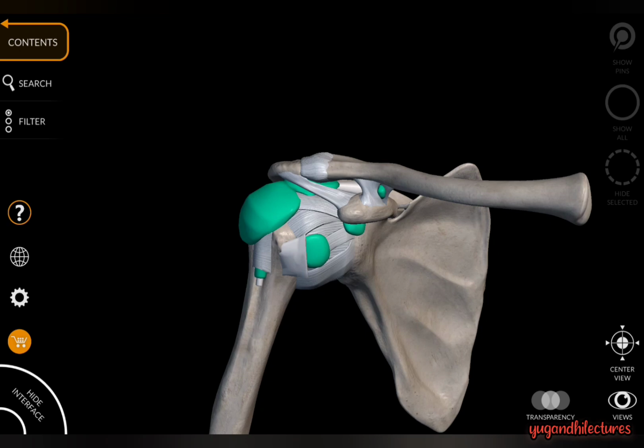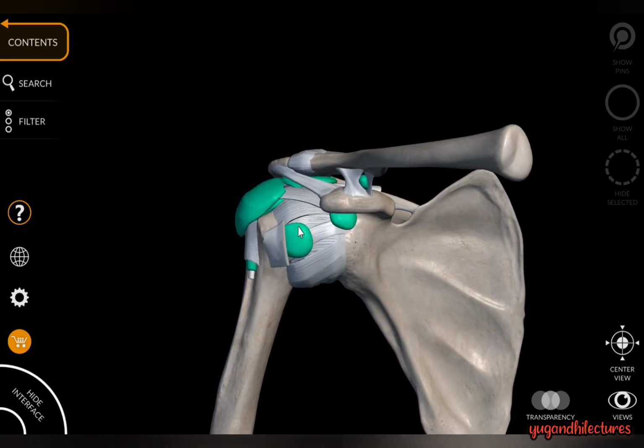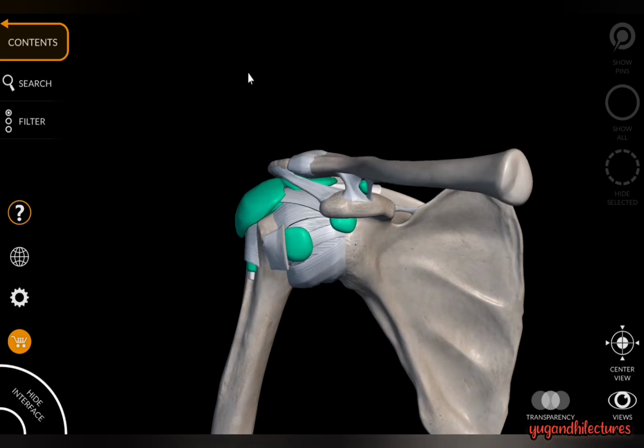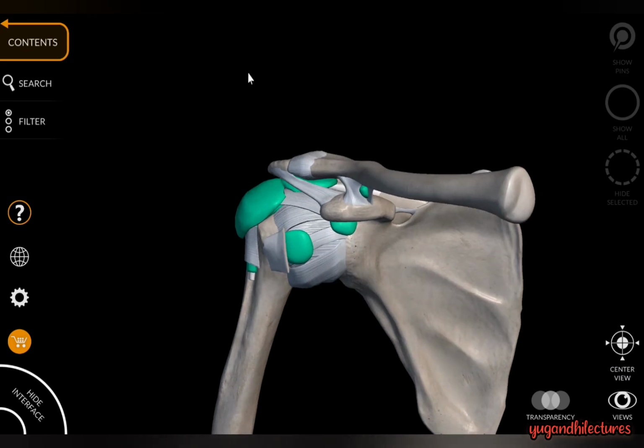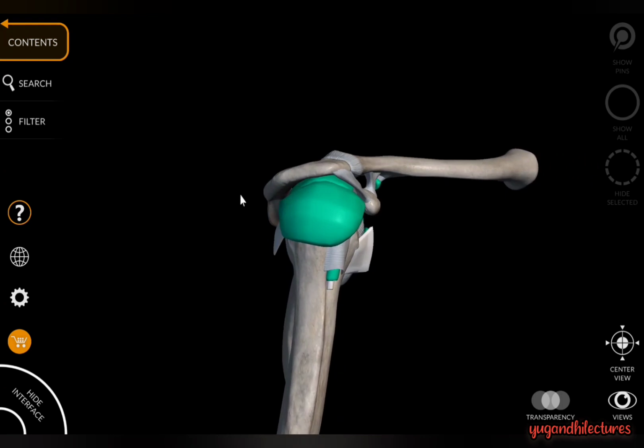In this video we are going to see about the ligaments of the shoulder joint. This video is a 3D depiction of ligaments of shoulder joint. So before looking into the ligaments, let us see about the superficial structures, that is the bursae related with the shoulder joint. So now I am going to show you a bursa which is called the subdeltoid bursa.